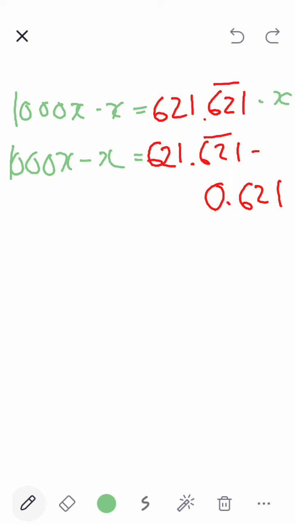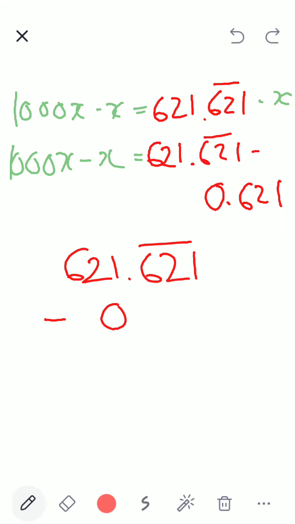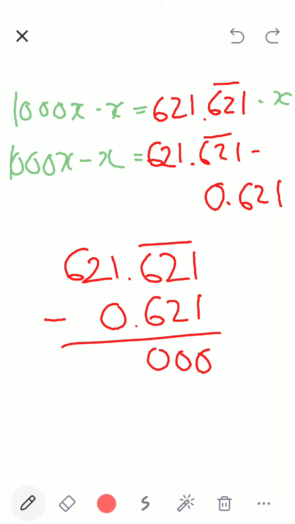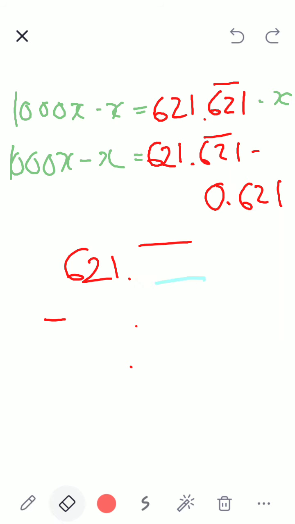Very good. So what is 621.621 minus 0.621? This you all should do in the working column on the right side, not in the main sheet, okay? 1 minus 1, 0; 2 minus 2, 0; 6 minus 6, 0; 1 minus 0, 1; 2 minus 0, 2; 6 minus 0, 6. So I get 621. This is my answer.